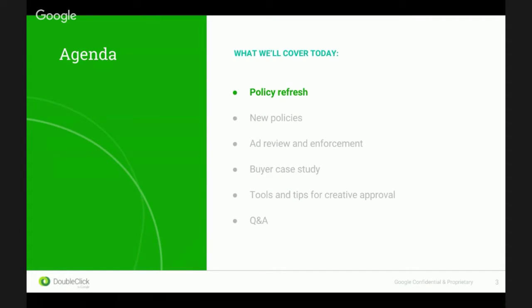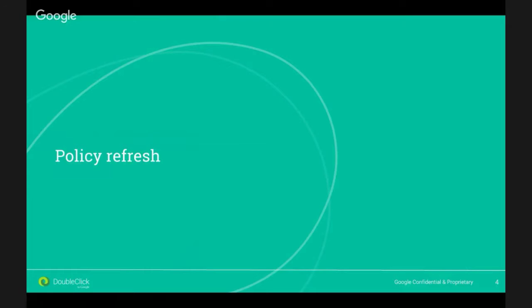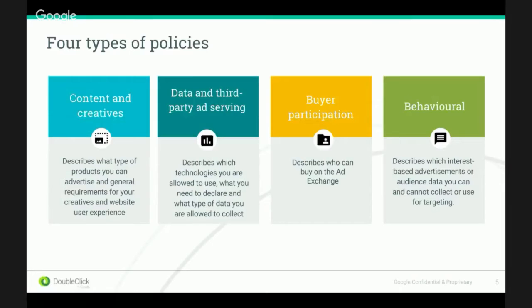Our first section is the policy refresh. Let's start by looking at the different types of AdX policies that exist. We've broken them up into four main buckets: content and creatives, data and third-party ad serving, buyer participation, and behavioural. These are four buckets that are easy to remember, and we're going to go through what each of them means.